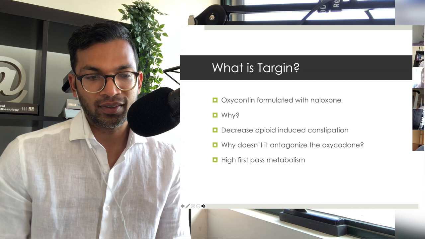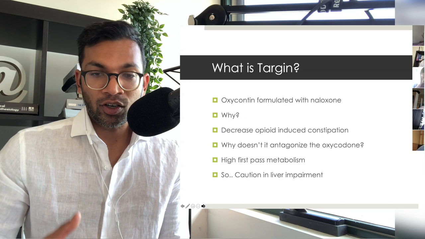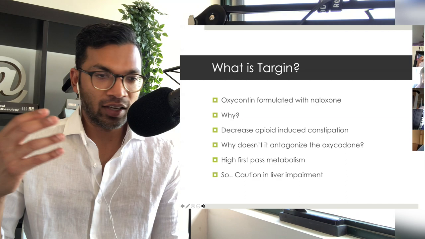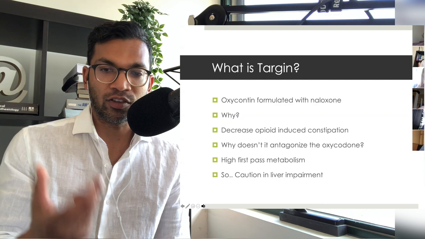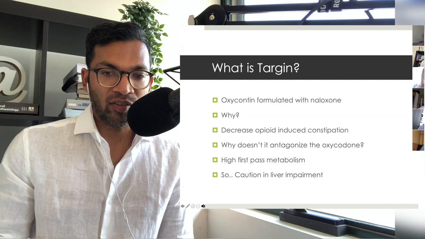So the obvious correlation with this is that if you have some degree of liver impairment, say someone with any kind of moderate to severe liver disease, cirrhosis, whatever it is, if you give Targin, you may not get any benefit. So you've got to be really cautious in someone if their liver's not functioning. Because the whole reason why this works is a liver functioning well. Mild liver impairment, you may have to give different doses or avoid as well.